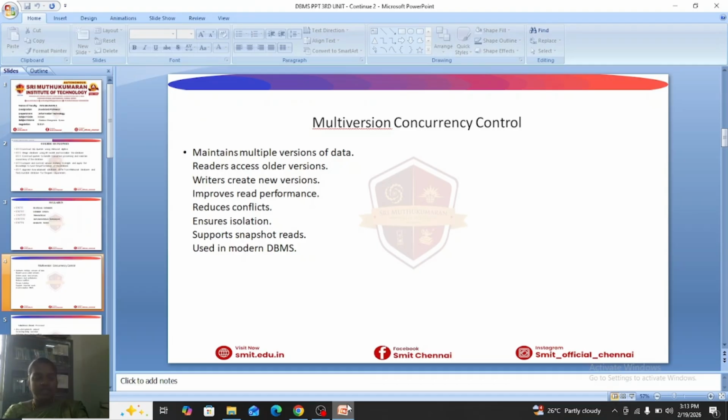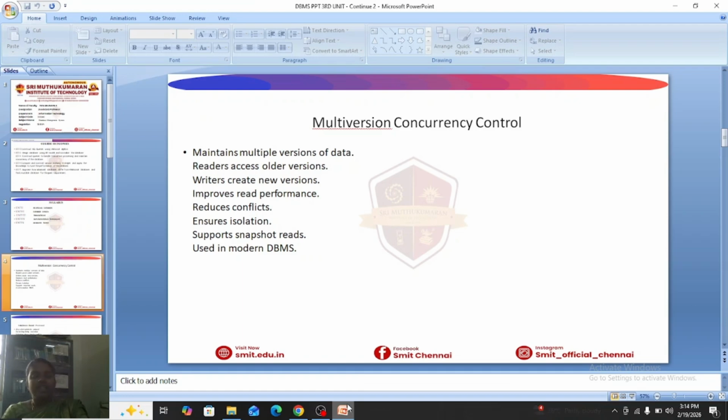How this works: a transaction reads the most recent version of a data item that was committed before the transaction started, so reads do not block writes. For the write operation, when a transaction updates, it creates a new version. Other transactions still see the older version. So writes do not block reads.